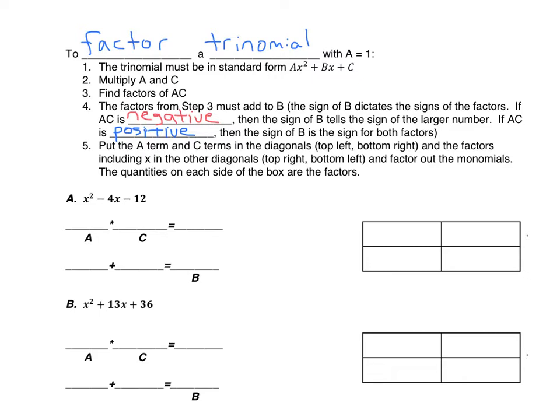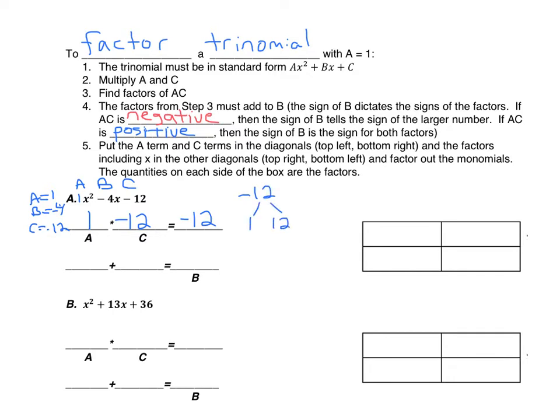So in letter A, a is what's in front of x squared, b is the coefficient of x, and c is the constant. So a equals 1, b equals -4, and c equals -12. So we start off with step 2, which is multiply a, which is 1, and c, which is -12. 1 times -12 is -12. So we're going to take -12 and find the factors.